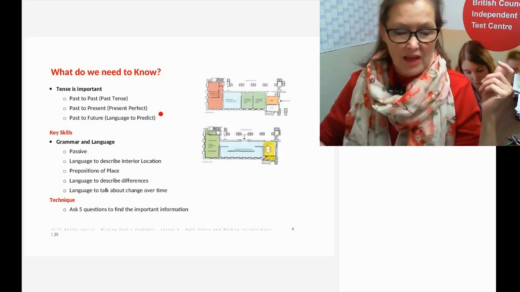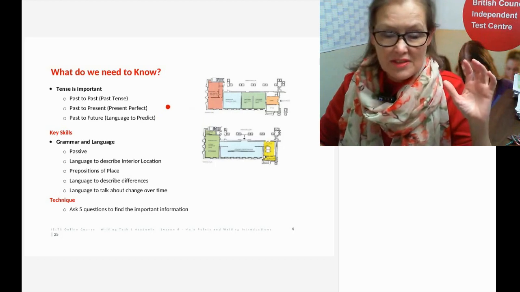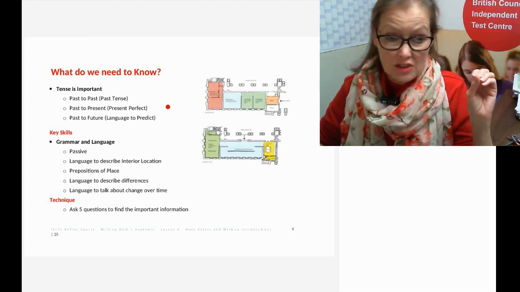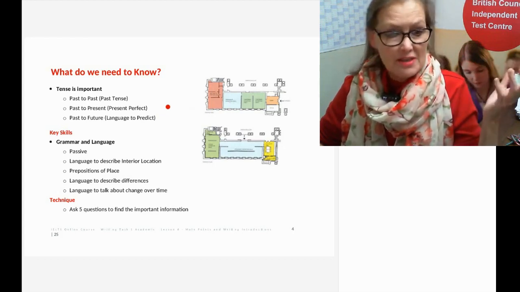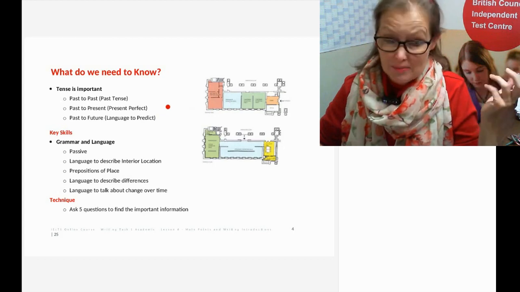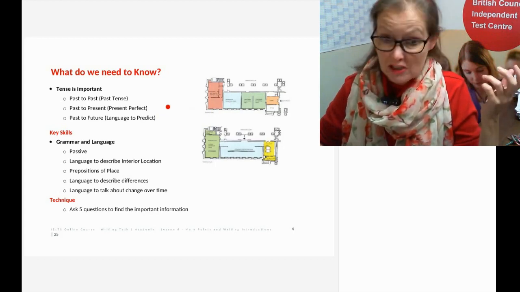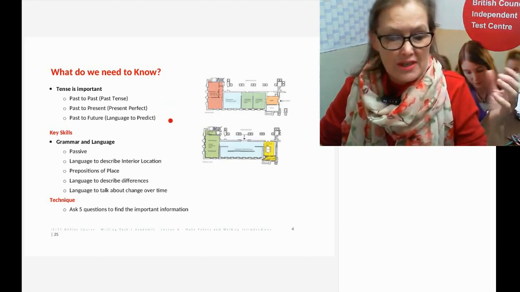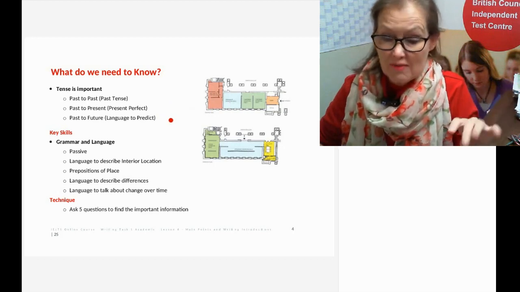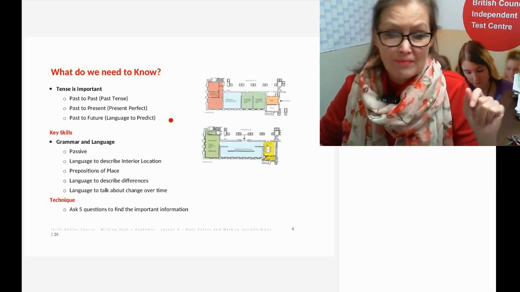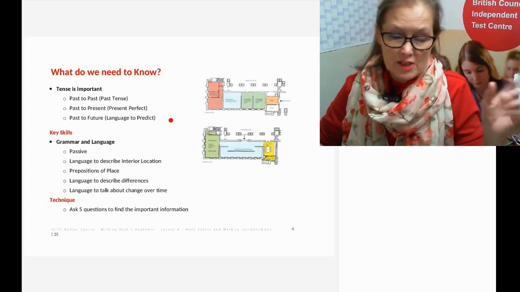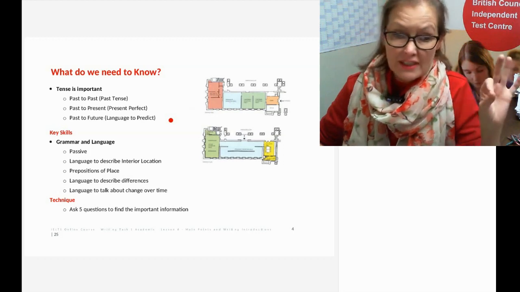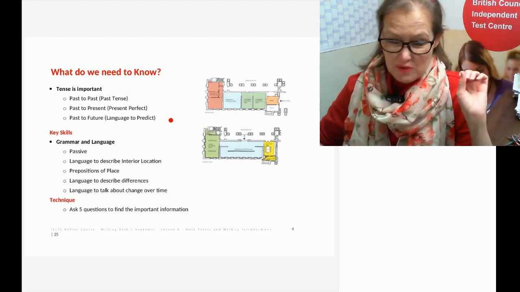And then we have our key language and our key skills. And for diagrams, we use passive quite a lot. And today we're going to need some language to describe interior and some prepositions of place to talk about interior. And then we also need to use some language to describe the differences, for example, bigger than, smaller than. And we need to be able to talk about some change over time. And my technique is going to be ask those 5 questions.